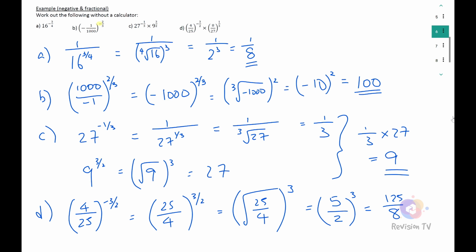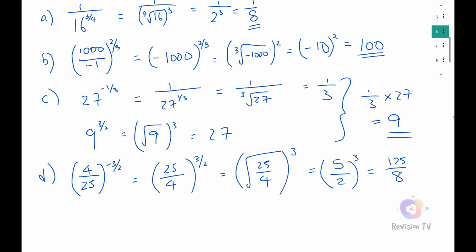Let's start with the next one. 8 over 27 to the power of 1 over 3. No negative this time, so it's all positive. The power of a third means cube root of 8 over 27. So the cube root of 8 is 2, and the cube root of 27 is 3.